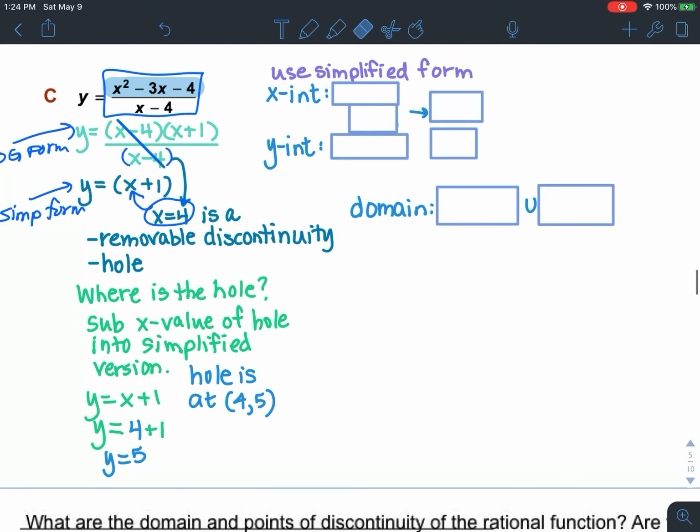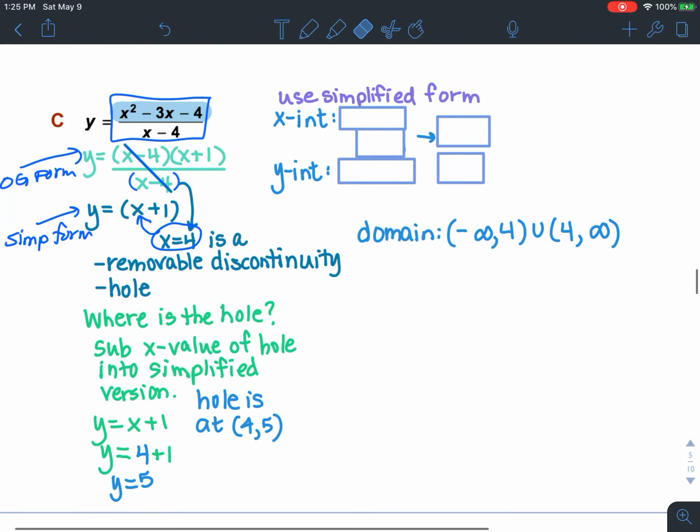There is a hole at 4. X cannot equal 4. It does not matter that that factor canceled. X still can't be 4. There's a hole in the graph. So the domain is everything except for 4. Negative infinity to 4, 4 to infinity.